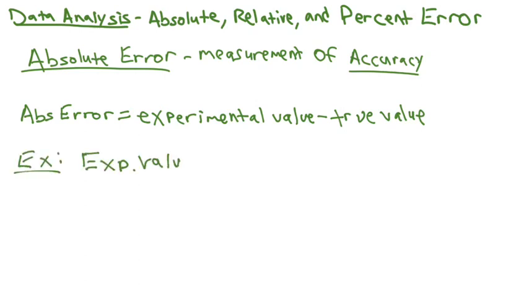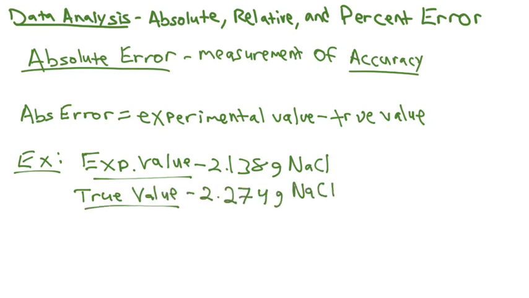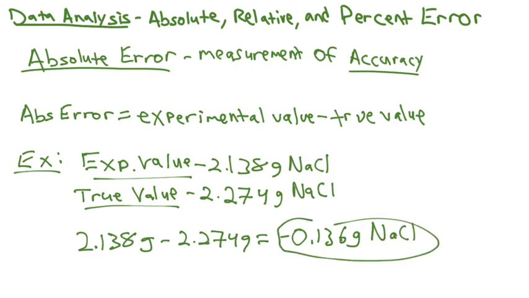So let's take a look at our example. If our experimental value was 2.138 grams of sodium chloride, the true value was 2.274. You're going to subtract those from one another, and you're going to wind up with negative 0.136 grams of sodium chloride. In chemistry, it's okay to have negative absolute error, okay?